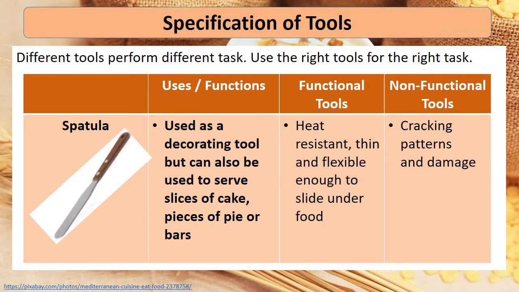Spatula. It is used as a decorating tool but can also be used to serve slices of cake, pieces of pie, or bars. It is functional if it is heat resistant, thin, and flexible enough to slide under food, and non-functional if it has cracking patterns and damage.